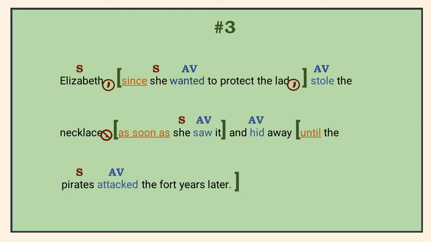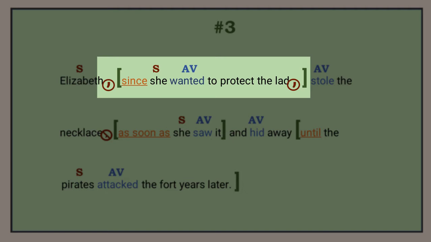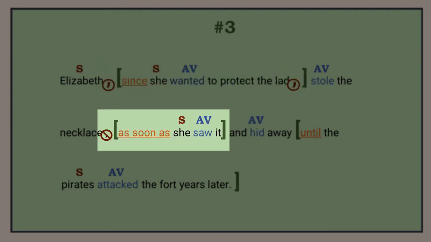Number 3. Break it down into subject-verb combinations. Elizabeth stole and hid, a compound verb with one subject. She wanted, she saw, and pirates attacked. The first adverbial clause interrupts the independent clause, so we need a comma on both sides. As soon as she saw it tells when she stole it, so as it follows the independent clause, no comma.